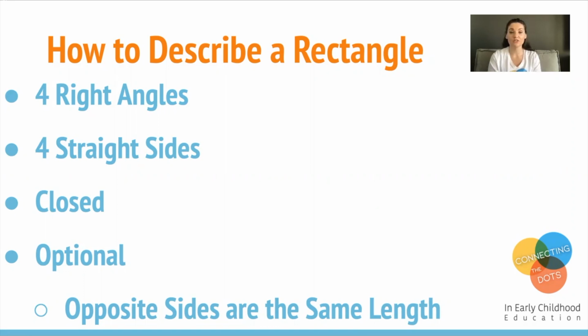Another thing that we want children to know is that a rectangle has 4 straight sides. And of course, like all shapes, it has to be closed. There could be no holes in the rectangle. Another optional thing that you can teach children is that the opposite sides of the rectangle are the same length.